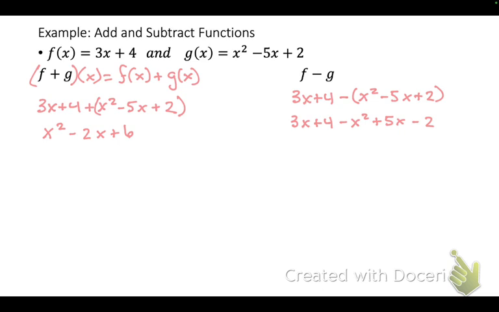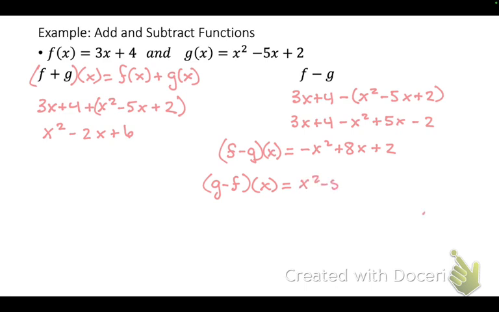Then what? Combine like terms. What do I get? Negative x squared plus 8x plus 2. Okay. So this is f minus g of x, correct? What if I tell you g minus f of x? Just do it the other way. So I would have x squared minus 5x plus 2 minus 3x minus 4.